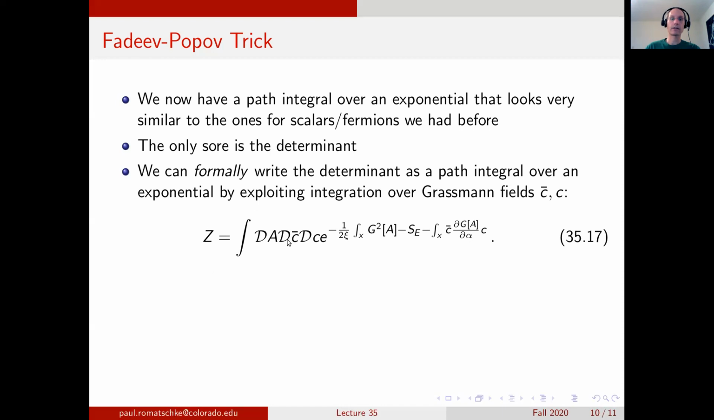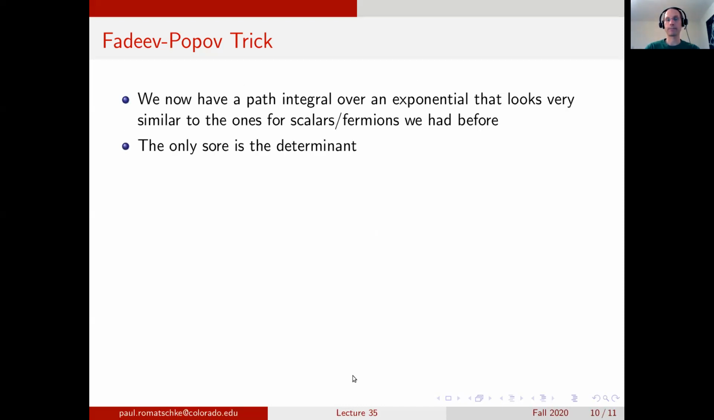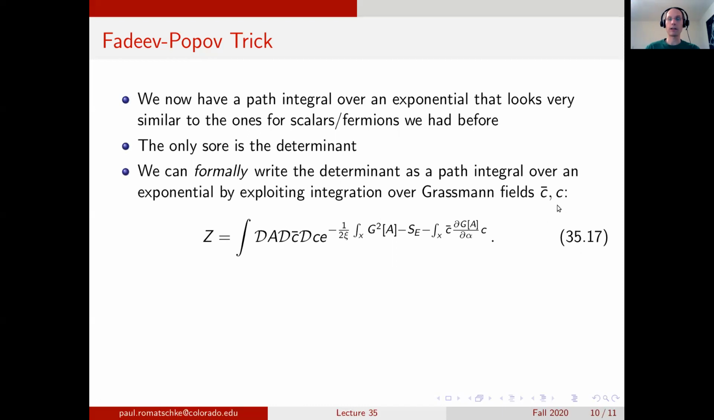If we do this, then we can have an exponent that is c bar and c times a certain function, such that the path integral over these two fields will just give us the determinant of this function dg by d alpha, which is nothing else but the determinant that we had in the previous expression. So using these Grassmann fields, we can write the determinant formally as an exponent, so that we now have a new expression for our action.